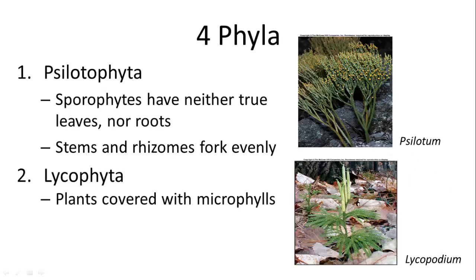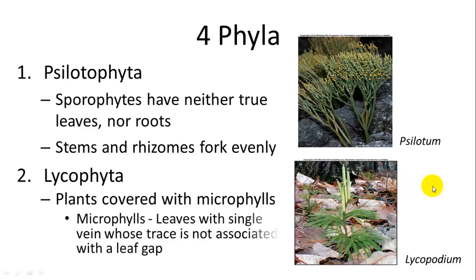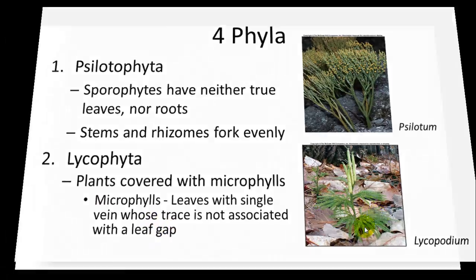And then in Lycophyta, this is a lycopodium here. These are plants covered with microphylls, and microphylls are leaves with a single vein, okay, whose trace is not associated with a leaf gap. Okay, so they just have one vein going down the center.